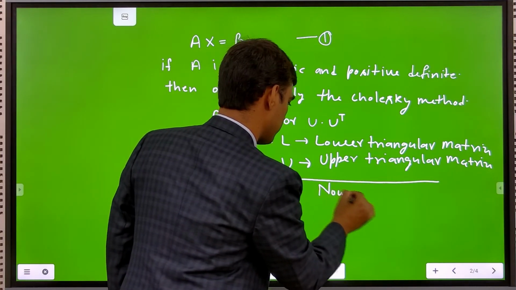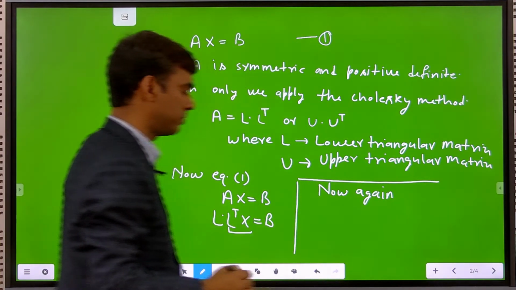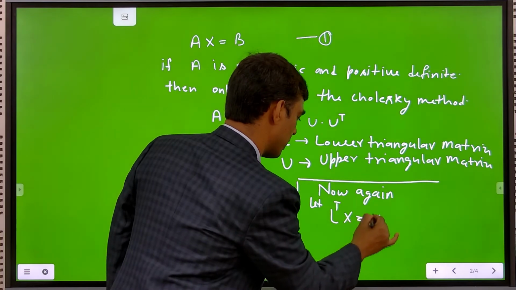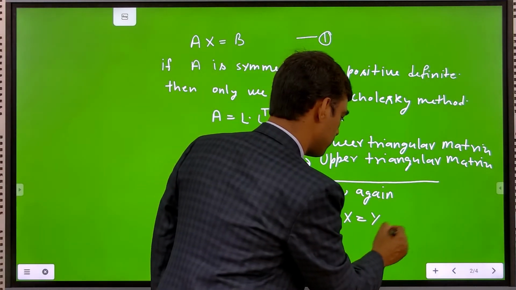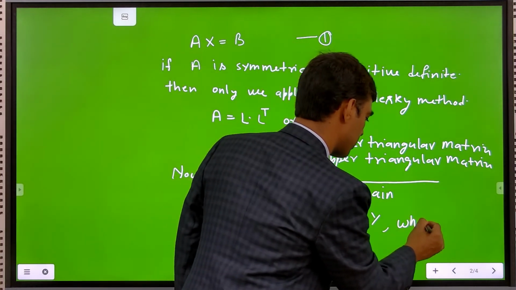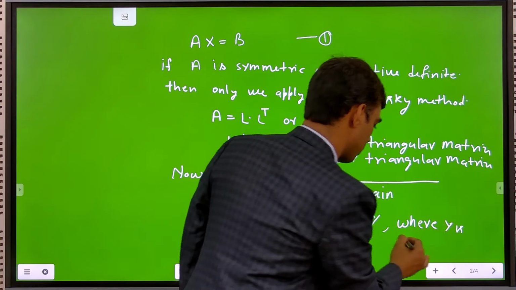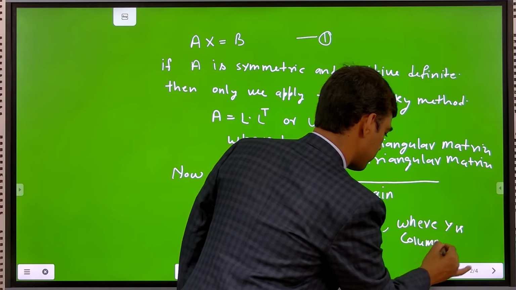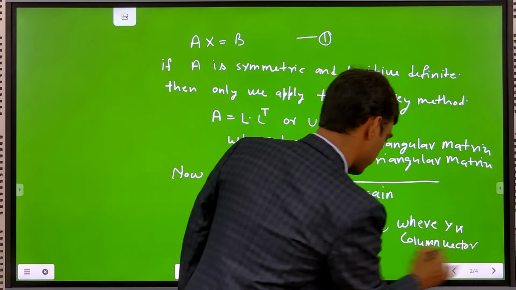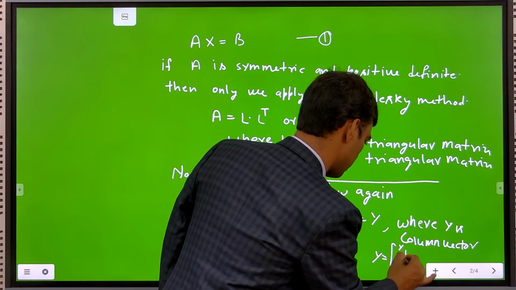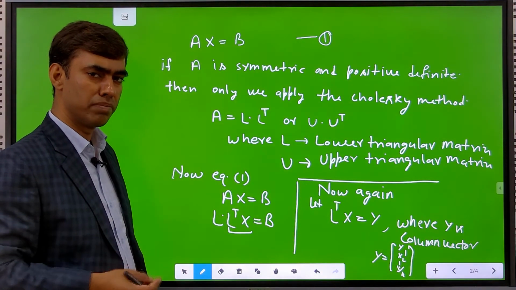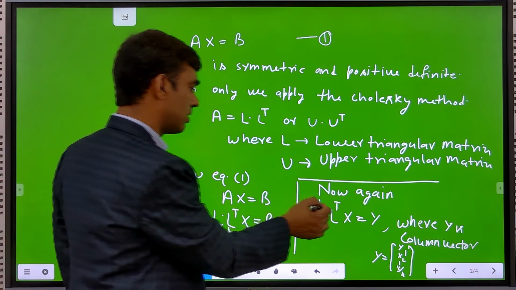Let L transpose x equal y, where y is a column vector, you may also write y or z. So the column vector y equals y1, y2, up to how many unknowns? N unknowns, meaning the number of unknowns equals the number of equations. So this one is L transpose x equal y.